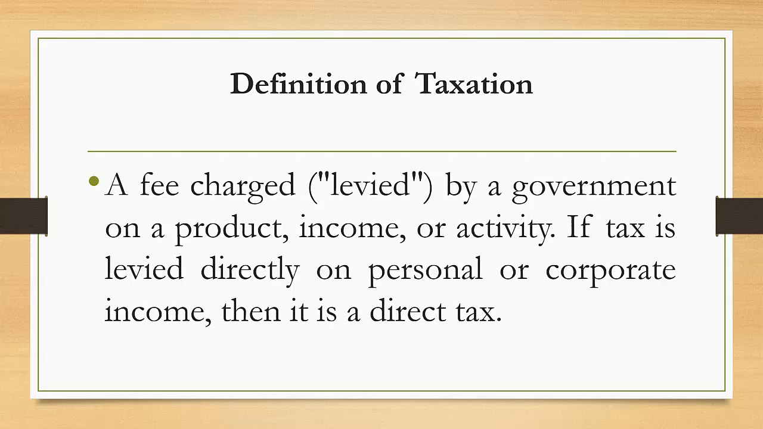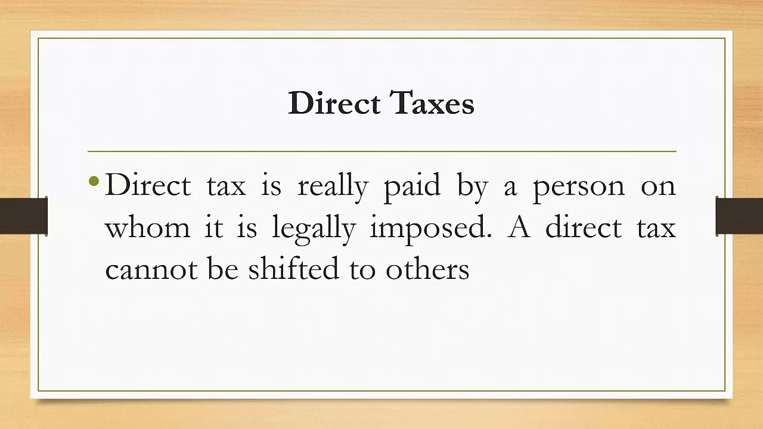Viewers, when we talk about taxation, a tax is a fee charged by a government on a product, income, or activity. If tax is levied directly on personal or corporate income, then it is a direct tax. If it is charged on a product or a service, it is an indirect tax, and when it is charged on an income, it is called a direct tax.